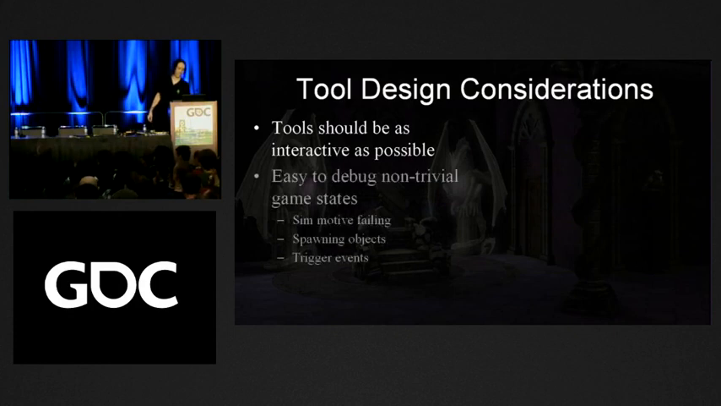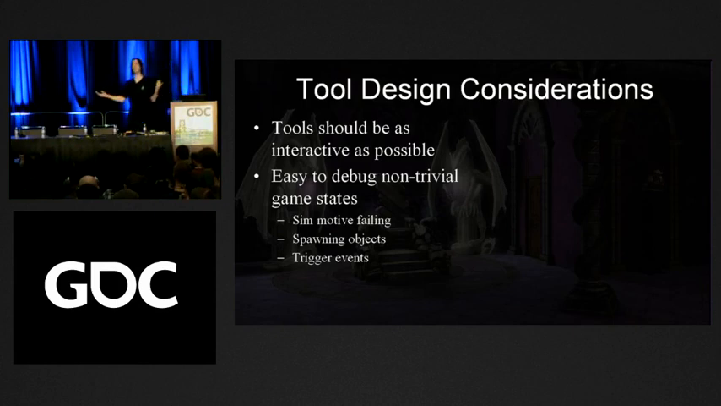So, some design considerations. They should be as interactive as possible, so it's easy to debug. It needs to be easy to debug non-trivial game states. The sim mode of failing, which was the example I just gave, is somewhat Sims-specific. Other examples that work in basically any game are spawning objects and triggering events.